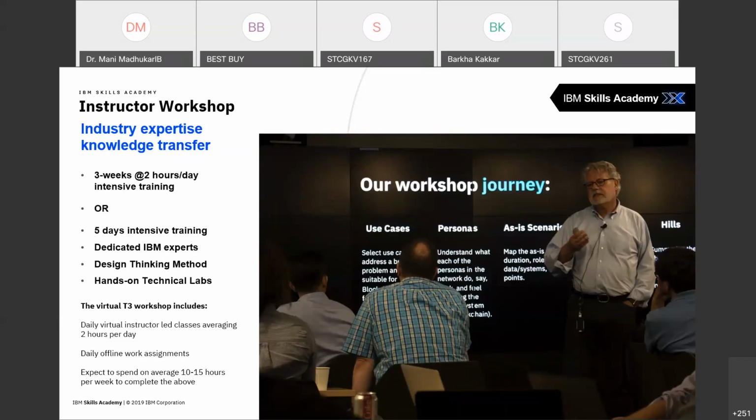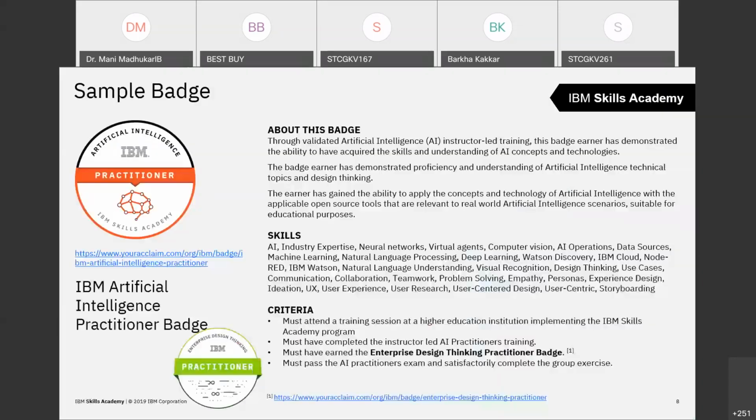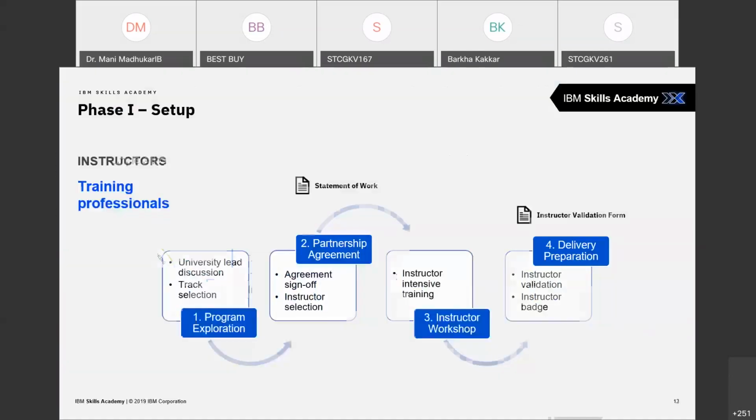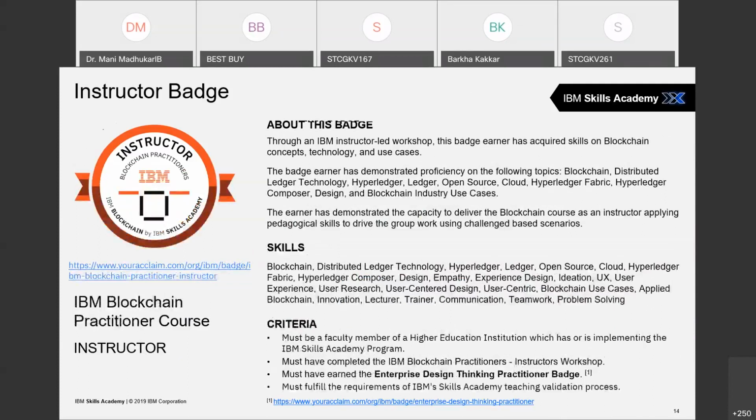At the end of it, when you have completed the course as a faculty, you get an instructor badge. Let me show that to you. For example, if you're doing an AI course, this is the badge that you get. You cannot teach the students before you actually get this instructor badge after completing whatever is part of that course. Similarly, in case you're doing a blockchain one, this is the instructor badge for blockchain practitioners. So you need to get that before you can go back and teach.